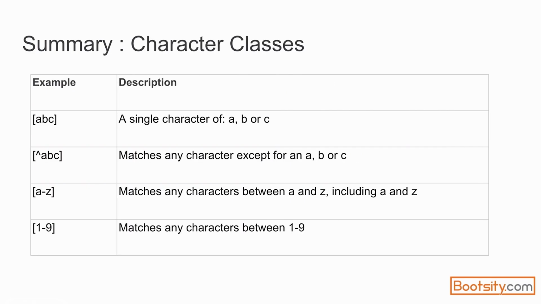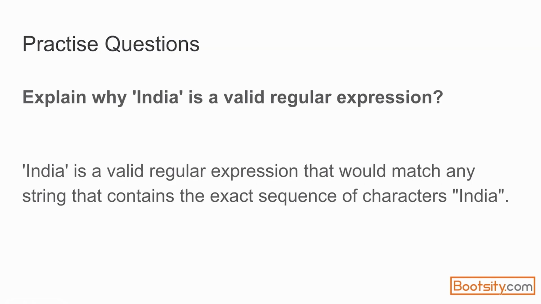Next, we had a look at character classes. Character classes allow us to match any one character from a set of characters. For example, if I am writing [abc], this particular character class will match either A, B or C. If I use a caret in the start of this character class, it will match anything except these three characters. So now we have had a good recap of the different learnings that we had.